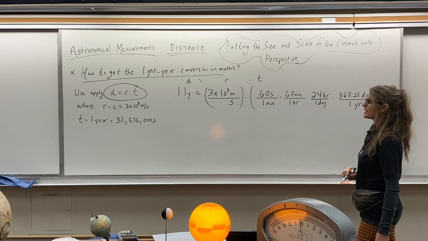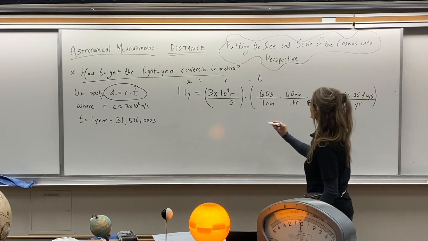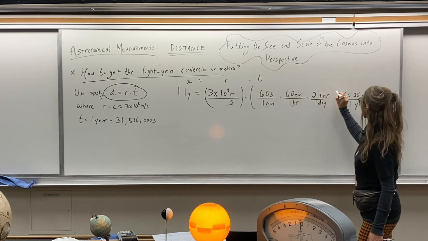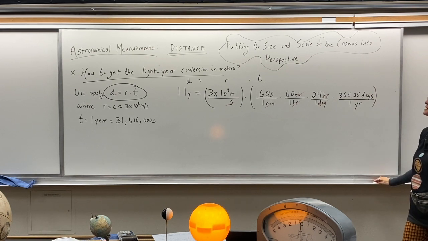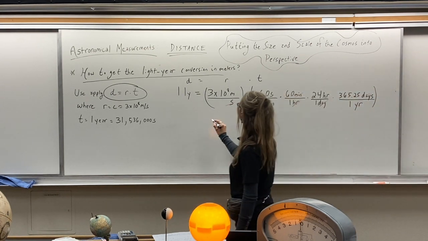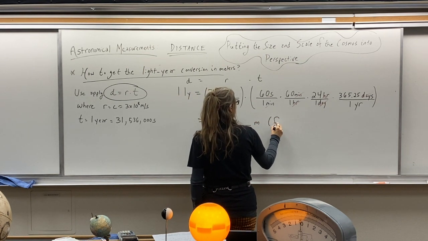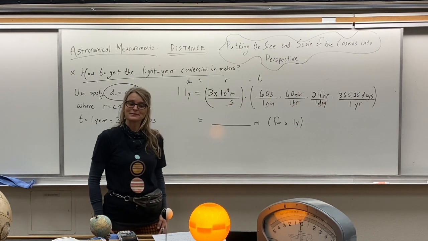And I multiply by that entire conversion factor, and I cancel out my seconds, cancel out my minutes, cancel out my hours, cancel out my days, and I get how many meters are in a light year. And this will give me my answer in meters for a light year. Okay, that's how we do it.